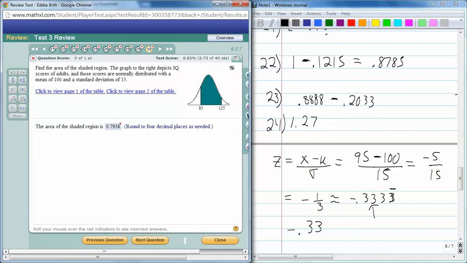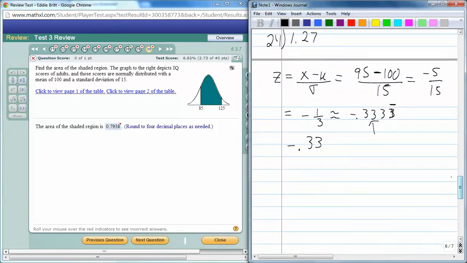Alright, well, we're on problem number 30. Find the area of the shaded region. Okay, so again, we're talking about IQ scores. We have a mean of 100 and a standard deviation of 15. So we need to find a z-score for the far right value and then find a z-score for the far left value.